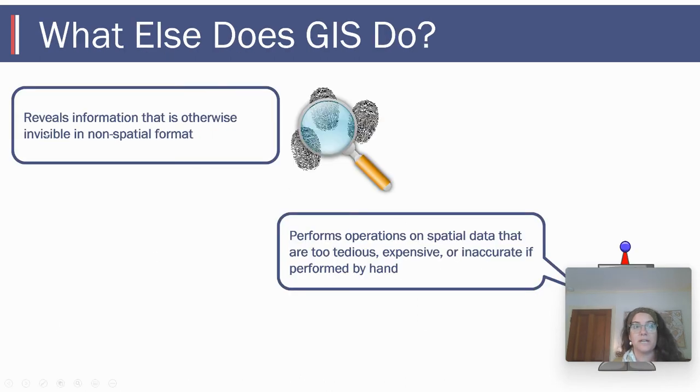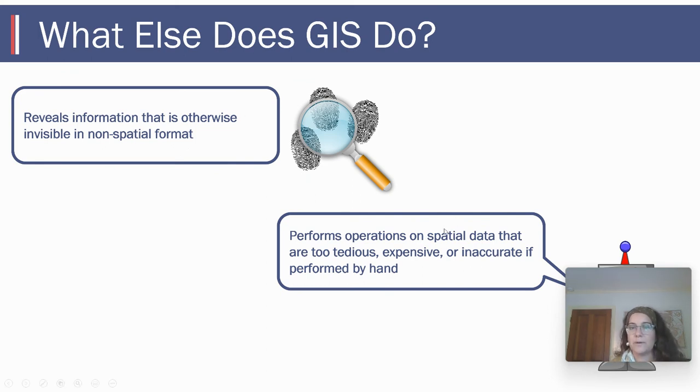What else can a GIS do? It reveals information that is otherwise invisible in a non-spatial format. So again, we're able to take non-spatial information, like for example, ethnicity or income level, and make it visual for others in order to communicate that.